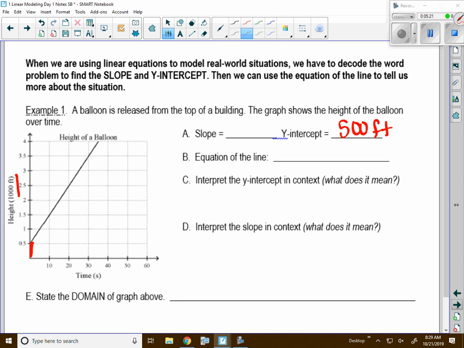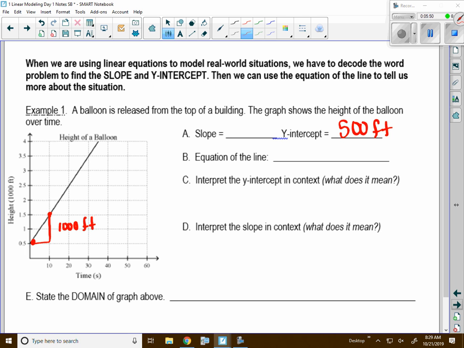Okay, now we won't put the feet in the equation part, but the y-intercept is 500 feet. All right, our slope. So let's think about rise over run. If I start here and I go over and up, if I'm going up from 0.5 to 1.5, how many feet is that? 1,000 feet. Remember, you have to think in context of your label there.